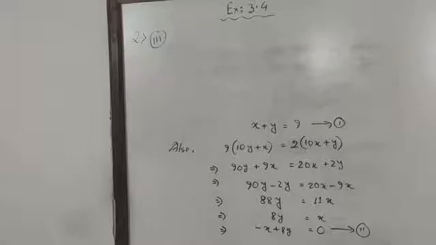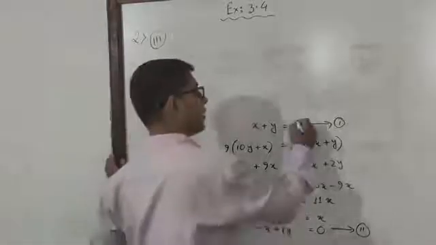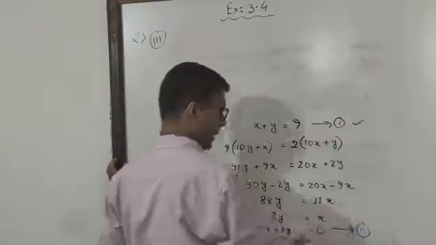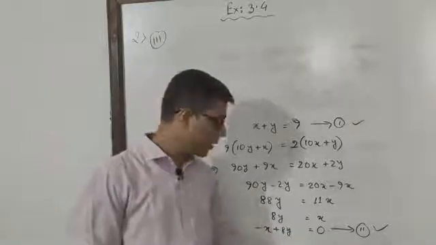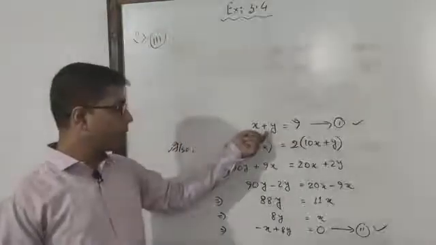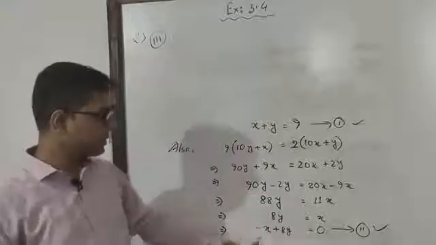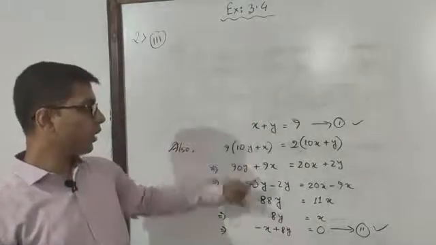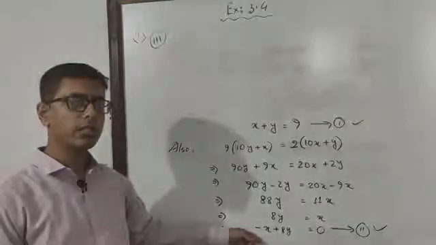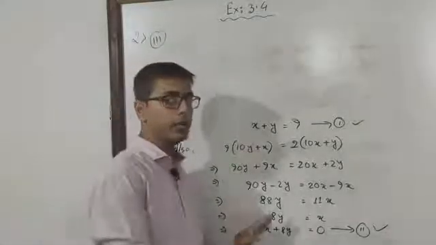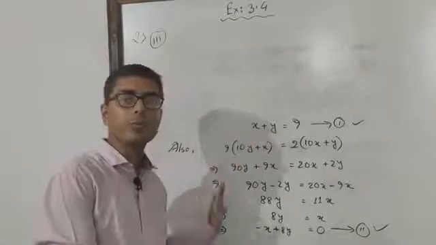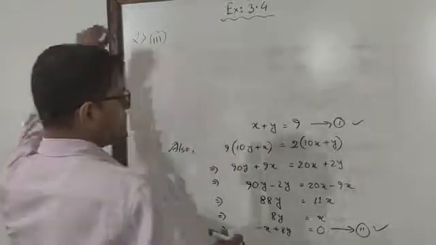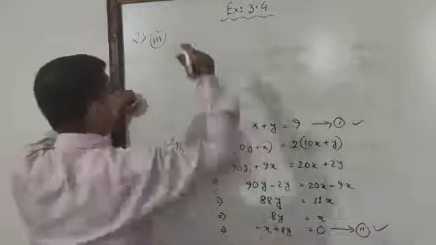Now what to do? We have got the two equations. The first equation is x plus y is equal to 9. The second equation is minus x plus 8y is equal to 0. So what to do? Very clearly, this is positive x, this is negative x. The coefficients are 1 and 1, positive and negative, so very easily it can be eliminated. Simply by adding, x will be eliminated. So let us add equation 1 and equation 2.